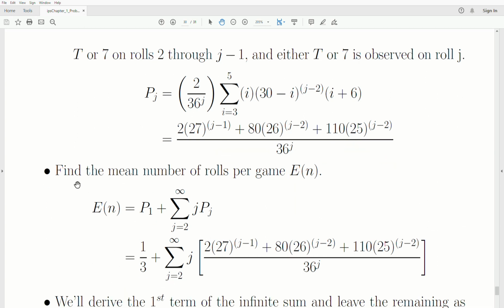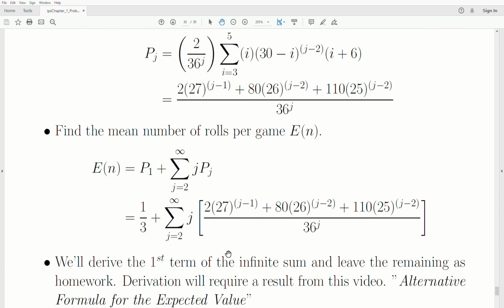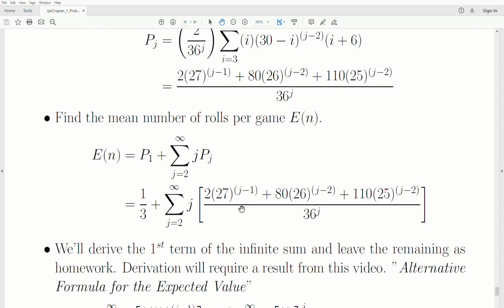To find the mean number of rolls per game, meaning the expected value of n, we take 1 times the probability that we stop on roll 1, plus 2 times the probability we stop on roll 2, 3 times the probability we stop on roll 3, etc. It goes to infinity. Well, let's plug in P of J here, and it's this. And this is the number.